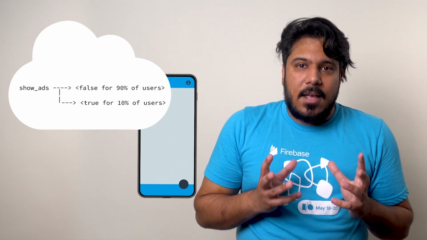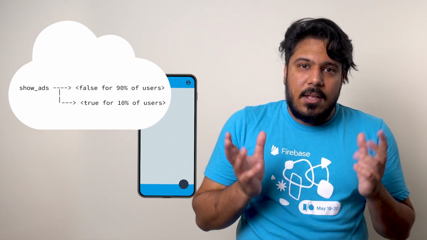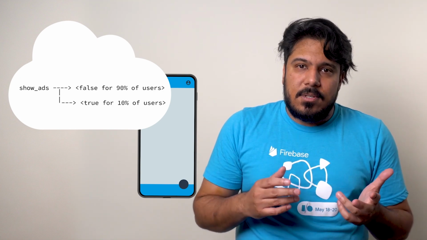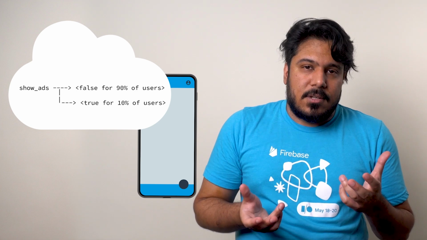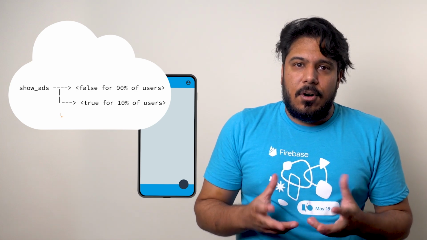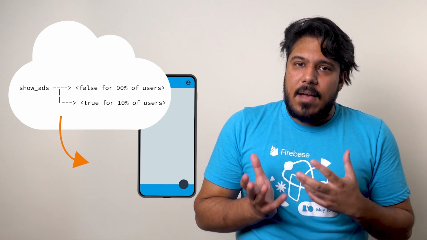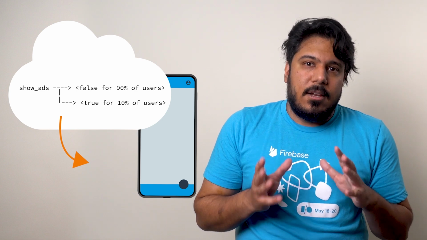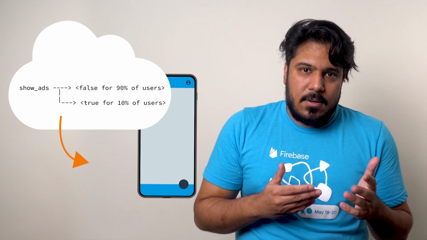So first for Remote Config, which if you recall, allows you to create key value pairs in the cloud that you can push out to your end users' app instances with different sets of values based on different specified conditions. The way we're going to use Remote Config now is to set a key called showAds, which will have a value of false for say 90% of our users and true for a randomly selected 10% of our users.